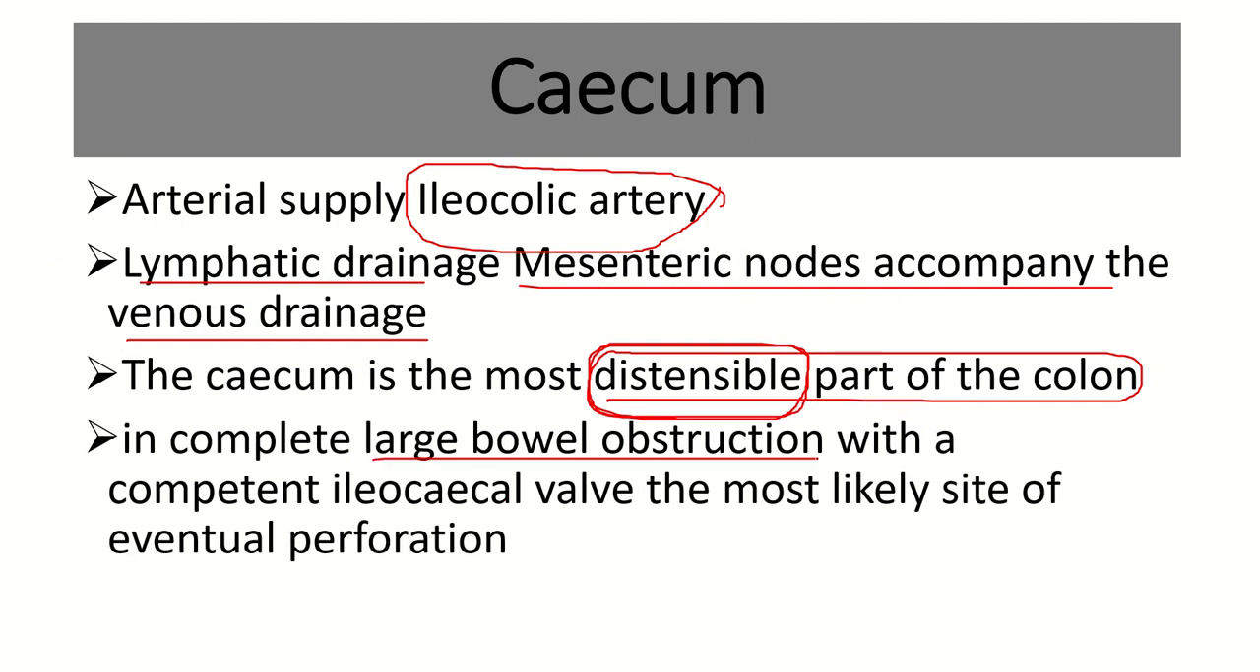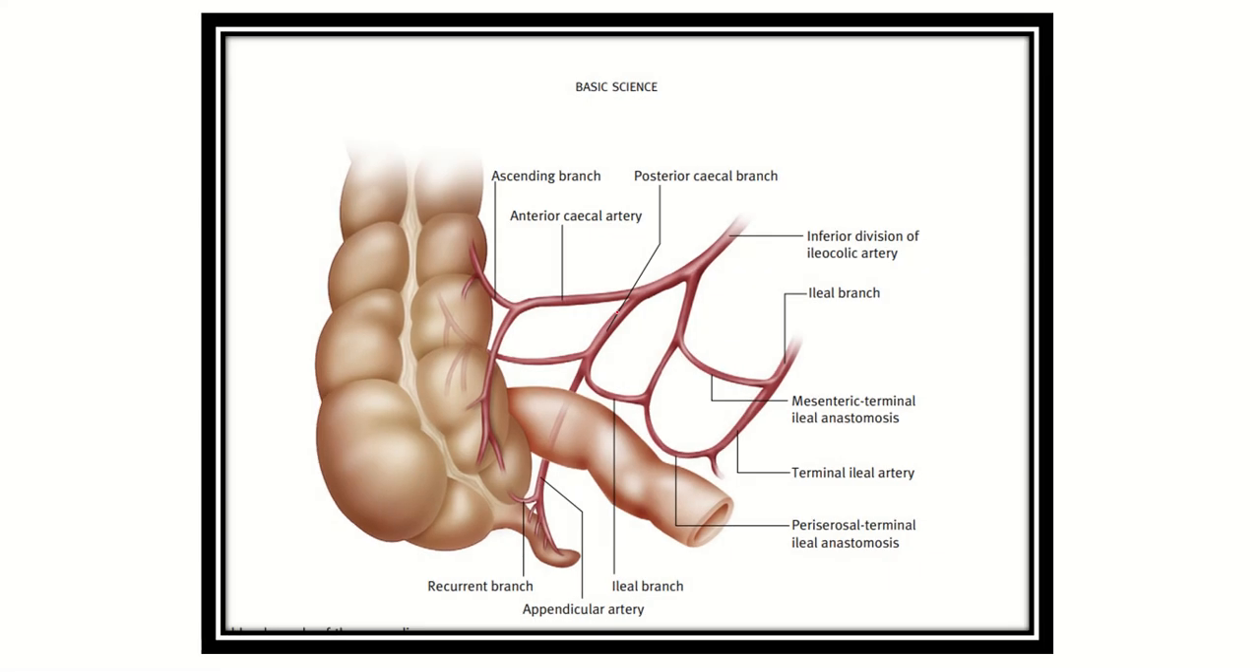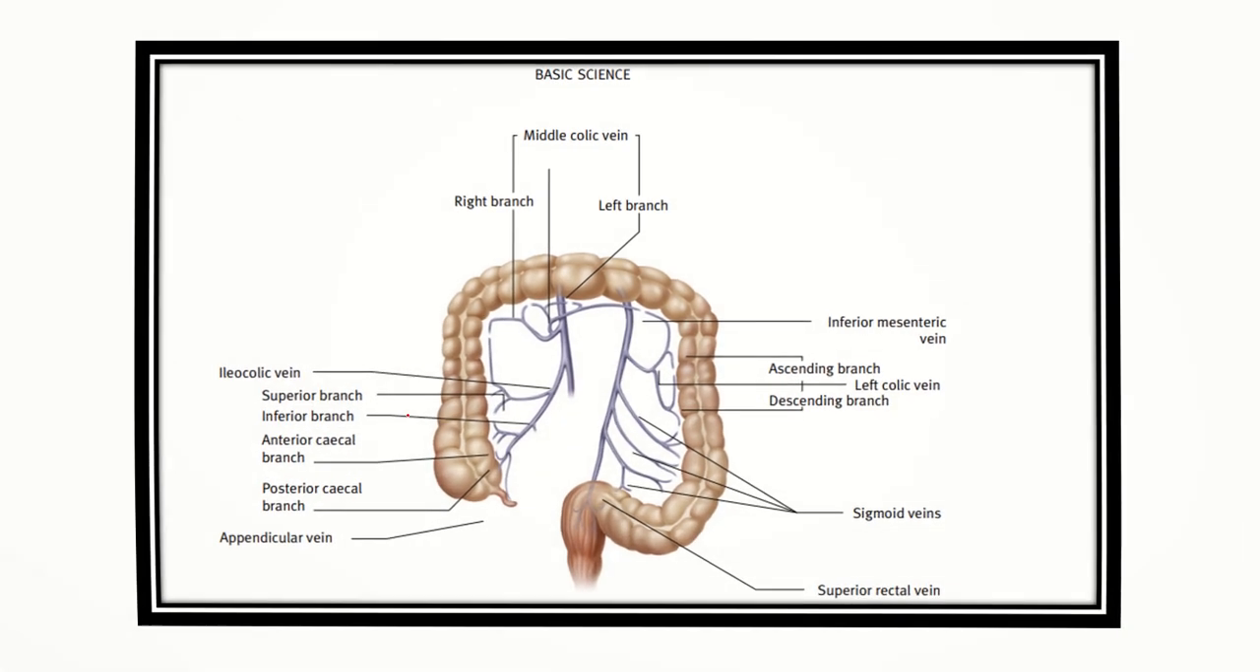In complete large bowel obstruction with a competent ileocecal valve, the most likely site of perforation is the cecum. So among the whole large colon, the main site of perforation is the cecum. Here you can see the blood supply of the cecum. This is the cecum, and it is supplied by these arteries, which arise from the ileocolic artery, and this ileocolic artery is branched from the superior mesenteric artery.